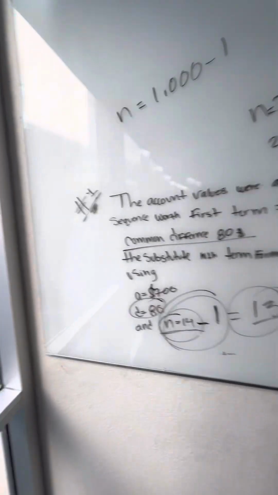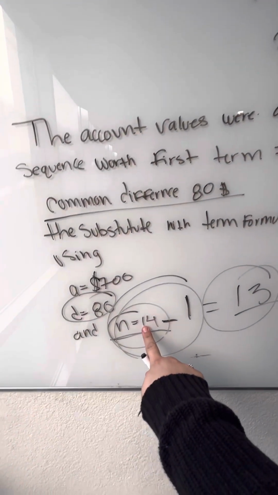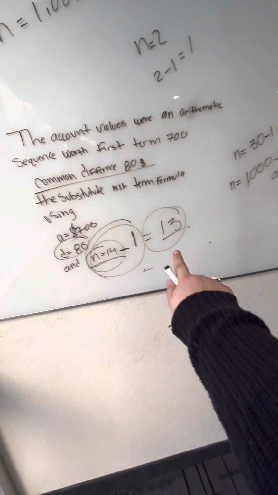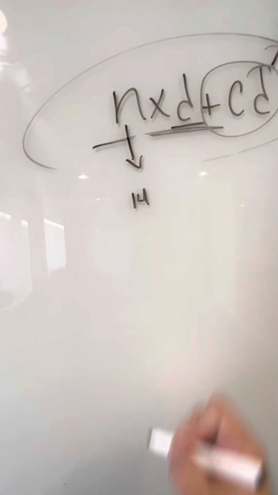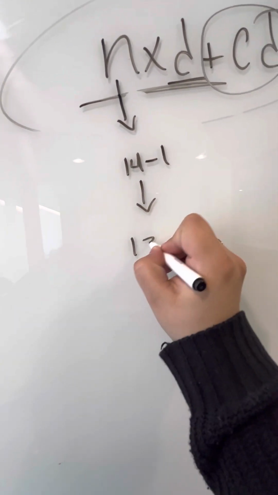So what is n in this scenario? We're gonna go over here. What does our problem say? N equals 14, but remember, always subtract 1 from n, so that would be 13. So you go over here, it's 14, right? Nope, always remember, minus 1, so n becomes 13.